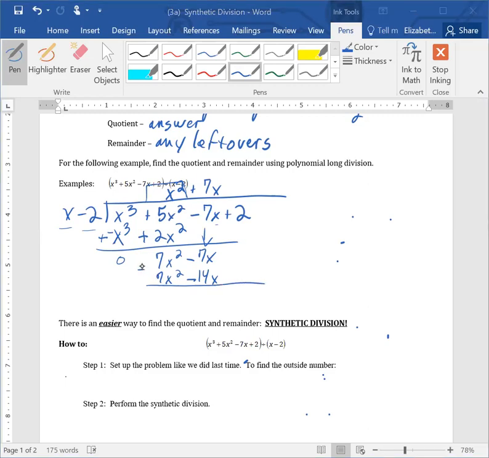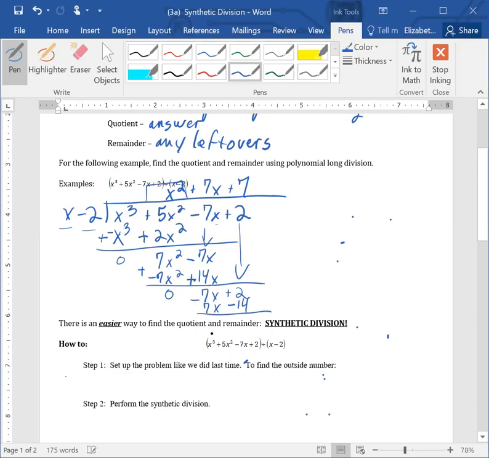So we change the subtraction to addition, change the signs of all the numbers, and then let's combine. So 7x squared minus 7x squared gives me 0x squared. Negative 14x plus 14x leaves me with 7x. Bring down my 2, so plus 2. And x goes into 7x how many times? Well, 7 times x gives me 7x, so plus 7. So 7 times x gives me 7x. 7 times negative 2 gives me negative 14.